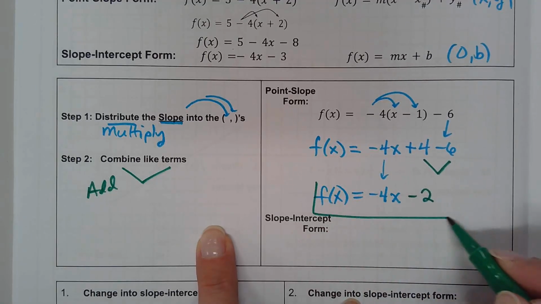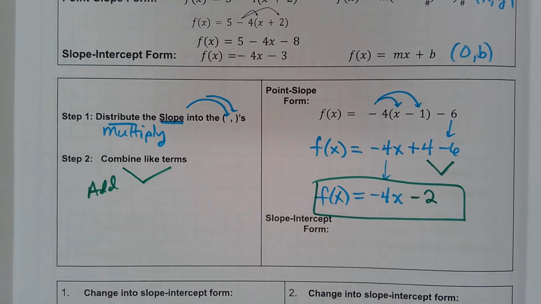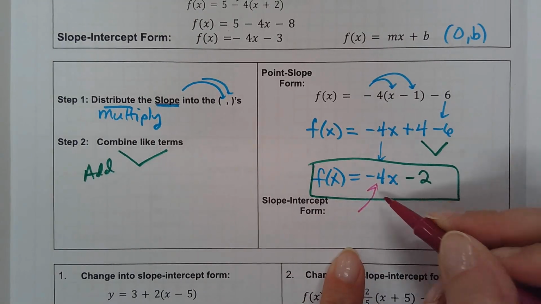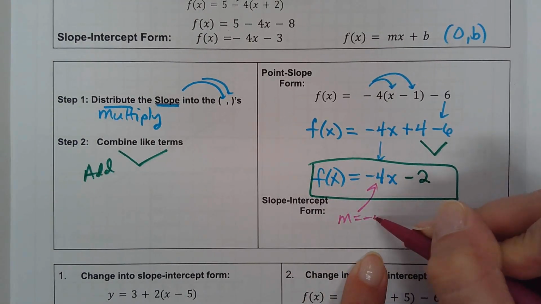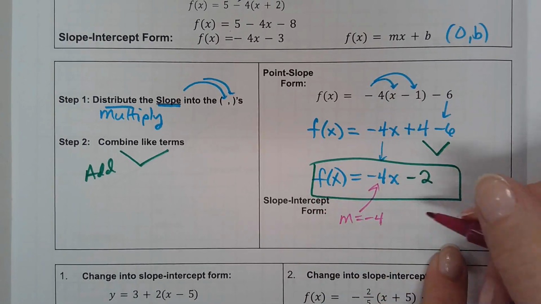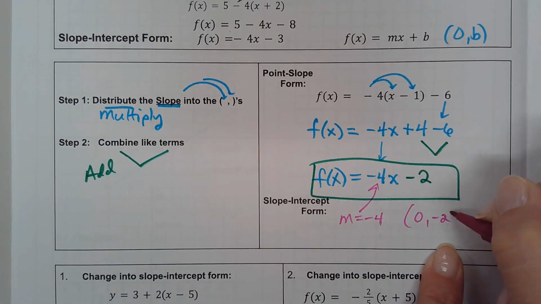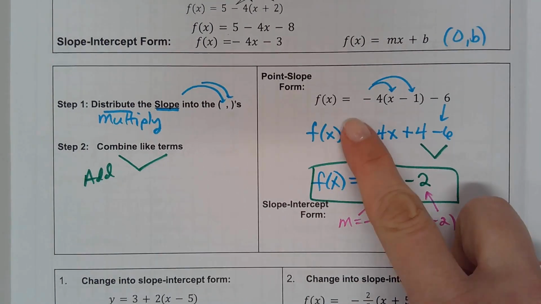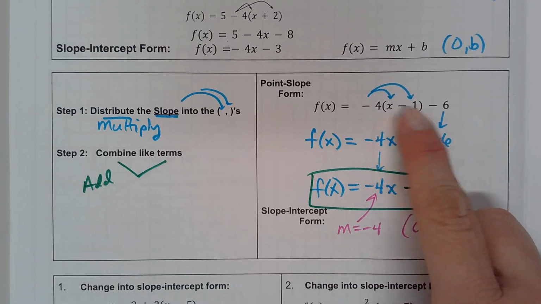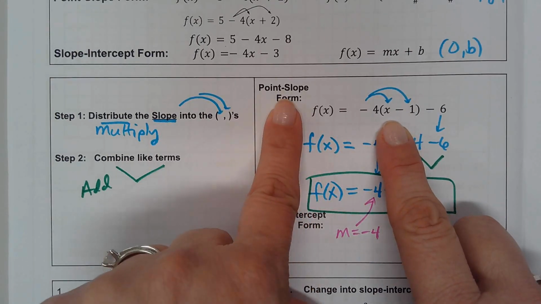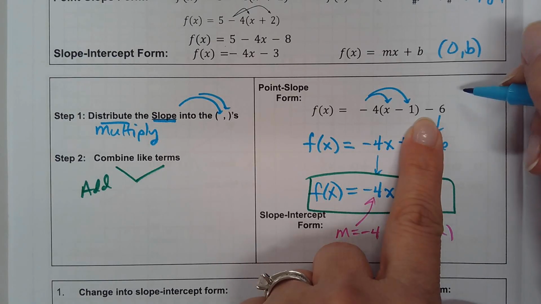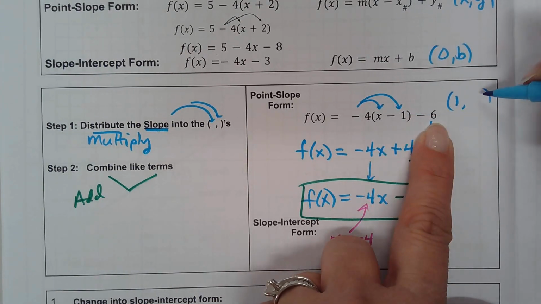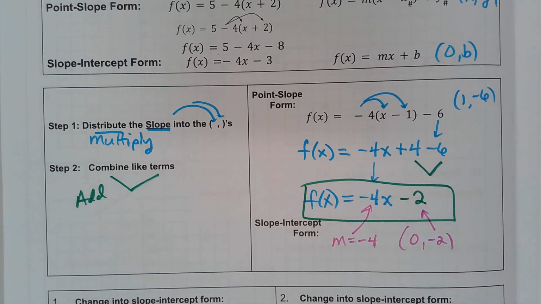And so this is slope-intercept form. It's called that because the slope is right there. The slope is -4. And the intercept, the y-intercept, is 0, -2. In the long form, you do not have the y-intercept. You have a point. The random point from this equation was +1, -6.